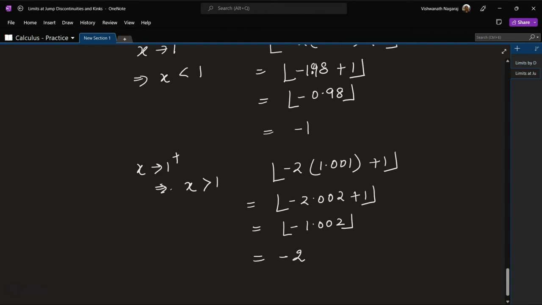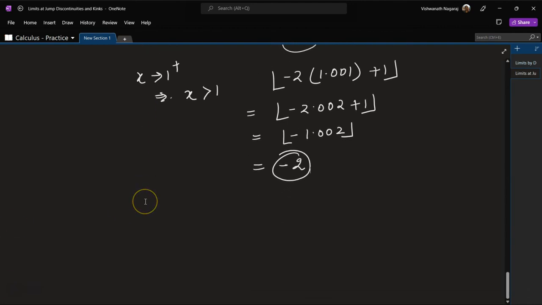Now here you notice that this is not equal to this. So left hand limit is not equal to right hand limit. So therefore limit does not exist.